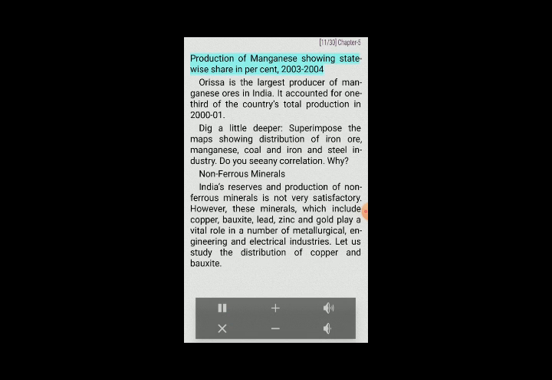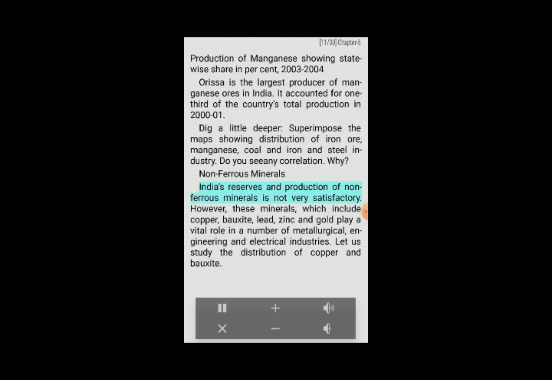Fig. 5.4. Production of manganese showing statewise share in percent 2003-2004. Orissa is the largest producer of manganese ores in India. It accounted for 1/3 of the country's total production in 2001. Dig a little deeper. Superimpose the maps showing distribution of iron ore, manganese, coal and iron and steel industry. Do you see any correlation?